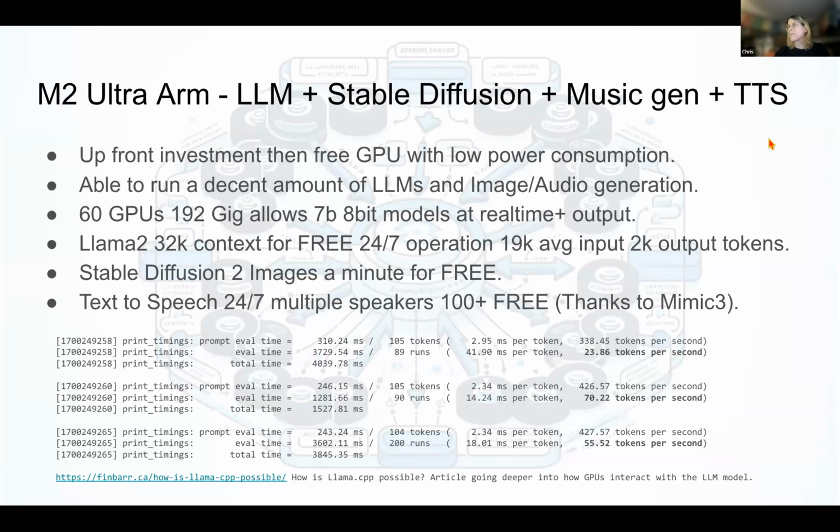I'm running on a local M2 Ultra with that ARM, running an LLM, Stable Diffusion, MusicGen from Facebook, and text to speech. It's an upfront investment, but you're basically paying for your power, which is very low with the ARM. And it's running really fast. It's able to keep up with all of this. It's running up to 70 tokens per second at times with that 8-bit 7B model. Usually the average is more like 20 to 30 with everything running together. Two images a minute with Stable Diffusion.